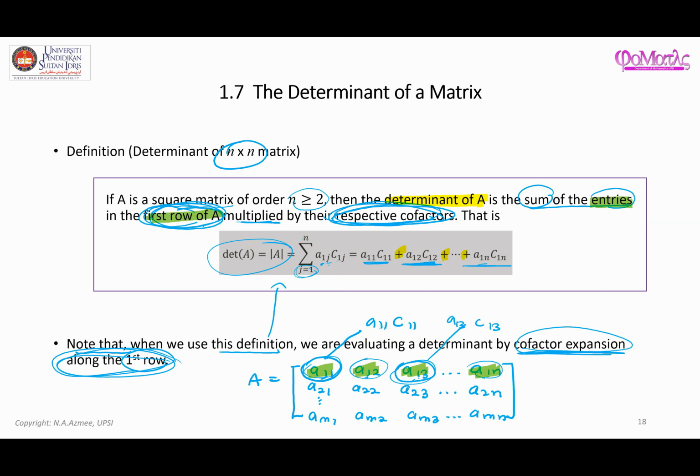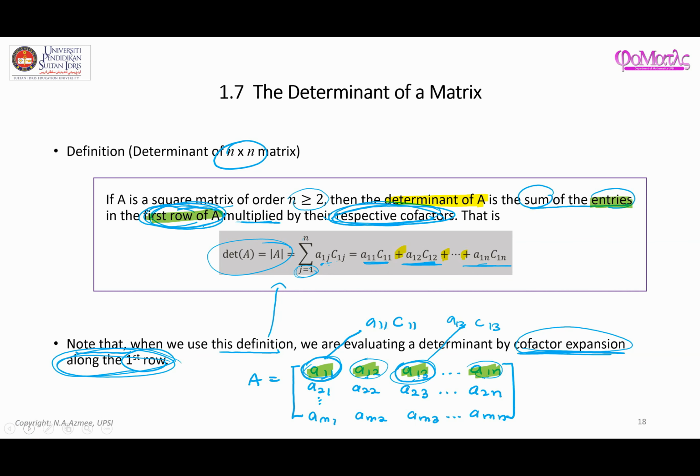Now we can also find the determinant of the matrix by considering cofactor expansion along any row or any column. That's possible to do as well. So for example, you may want to find the determinant of a matrix by considering cofactor expansion along the third row. How can we represent this mathematically? Okay, let's say you want to do it by third row expansion.